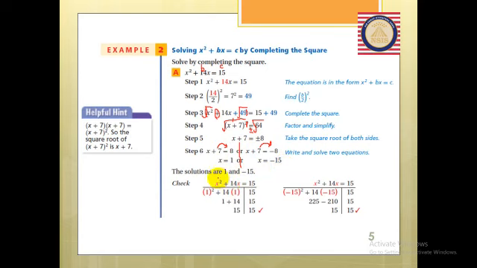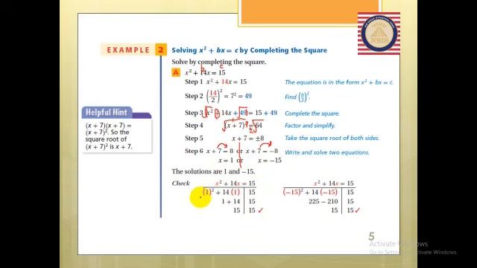Of course, I can check. How? By substituting the values in the x in the equation. Then I will find that the right hand side equals the left hand side. Okay?